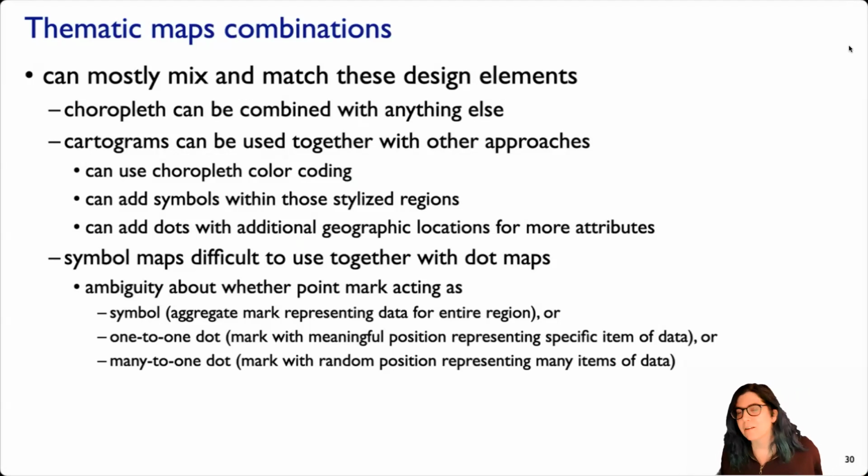Now you have to be particularly careful with the cartogram if you're trying to actually encode exact geographic locations. So that might be trickier. But for a dot density map, you could have a dot density map on a cartogram region. The other thing you need to be careful about is that it's probably quite tricky to use a symbol map and dot maps at the same time, because understanding a mark, a symbol, or one of these dots could be quite ambiguous about whether it's an aggregate mark showing data for that whole region, and that's what a symbol map is showing, or a one-to-one dot, which is a meaningful position, or one of these many-to-one dots where it's a random position and you're trying to represent many items of data with that single dot.